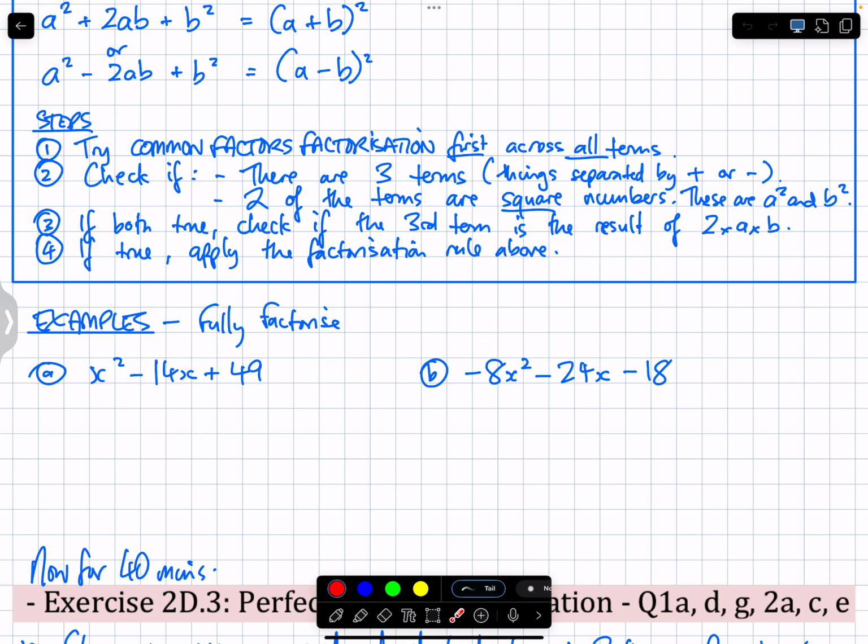What does step 1 tell me? I want to try common factors. What numbers can I times together to get x squared? X. So, okay, I could factorize this with x. I could factorize 14x with x, but is there an x in 49? Is there an x in 49? No. So step 1 is not going to work.